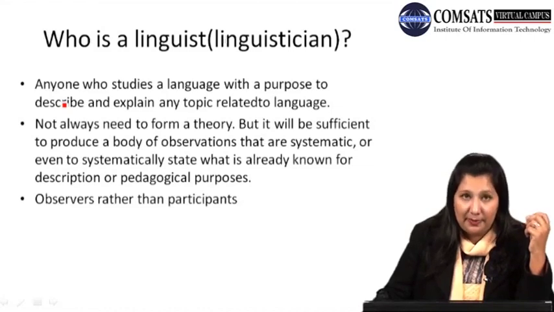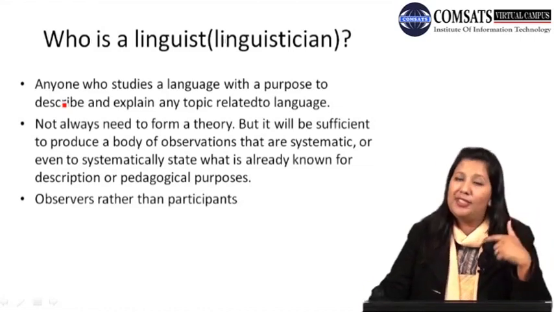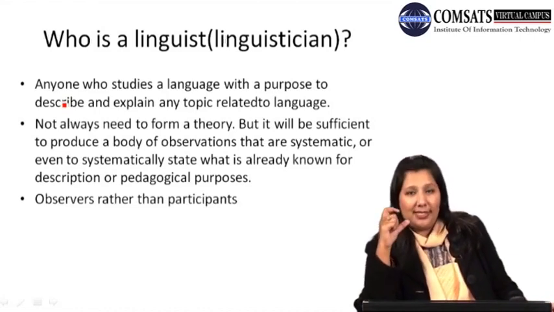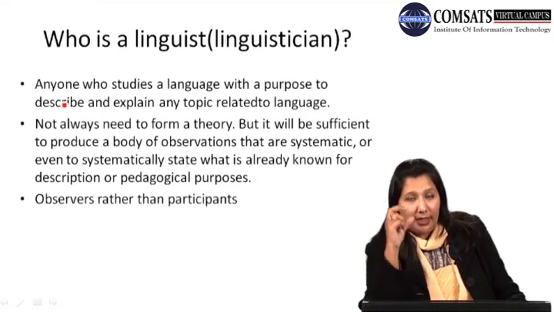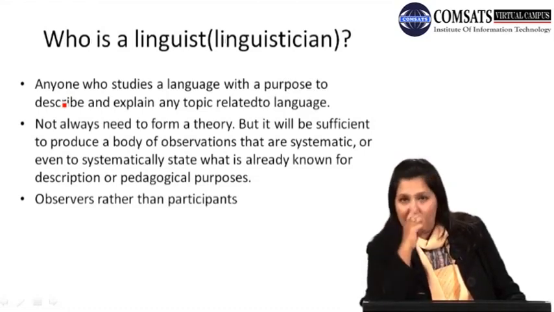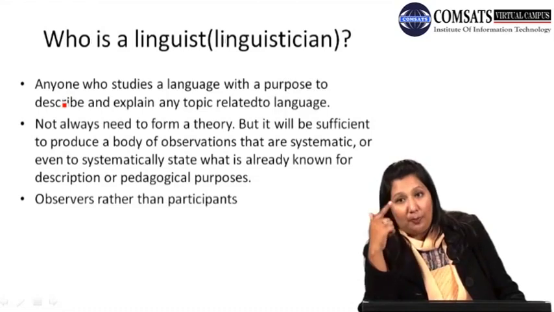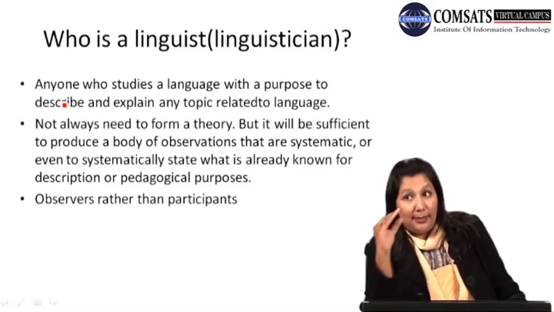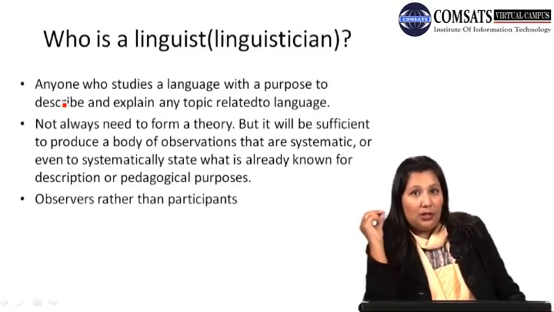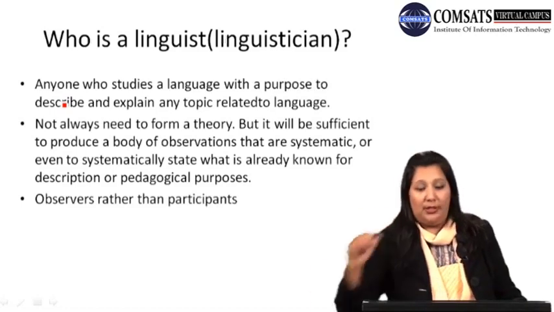Observers rather than participants. Linguists are observers. How? Because they are observing the thing. They are not participants. They are not part of that. They are distant observers. They are looking at different things. They are reporting it. They are noting it down. They are talking about this.